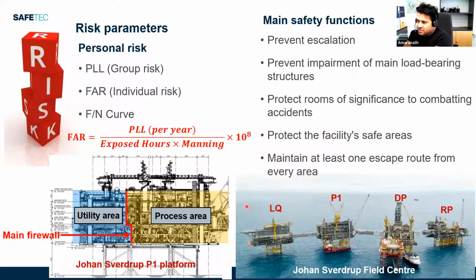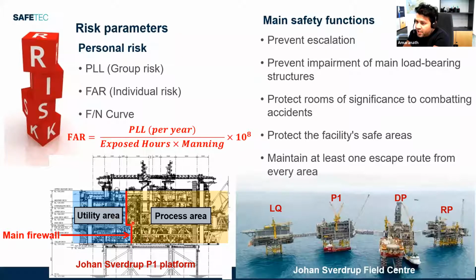before the evacuations. For Johansson Field Center, we have LQ as the main safe area, but each and every platform has its own safe area close to the bridge landing areas on the different platforms. So protecting facility safe areas is also a very important main safety function that ensures the personal safety of the installation. Maintaining at least one escape route from every main area is also important.